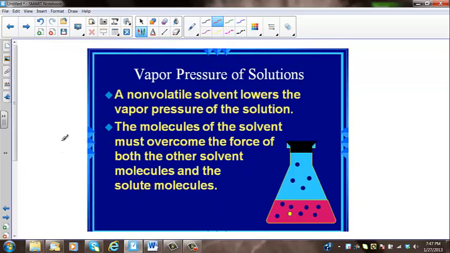The last thing that we need to discuss is vapor pressure of solutions. A non-volatile solvent lowers the vapor pressure of the solution. So for example, salt in water. The molecules of the solvent must overcome the force of both the other solvent molecules and the solute molecules.